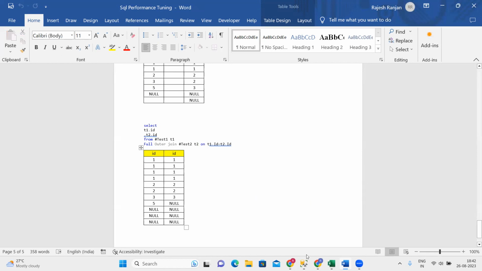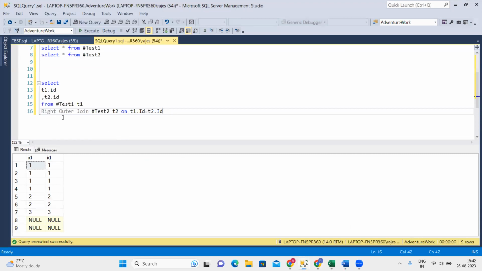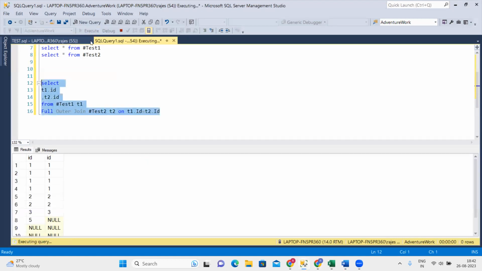Okay, so now coming to the example, when you give the full outer join, you can see the result. It's the same, right?